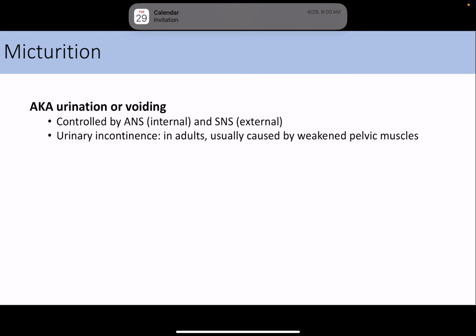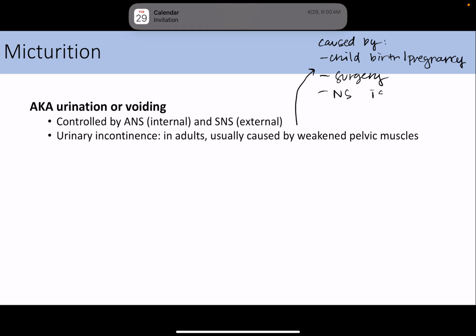So, urinary incontinence. In adults, it's usually caused by weakened pelvic muscles, which can be caused by childbirth or pregnancy. Moms get all the fun stuff. But it can also be caused by surgery or nervous system issues. And there's a couple different kinds of incontinence.